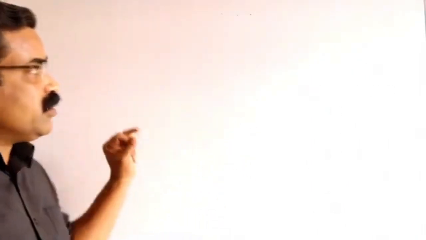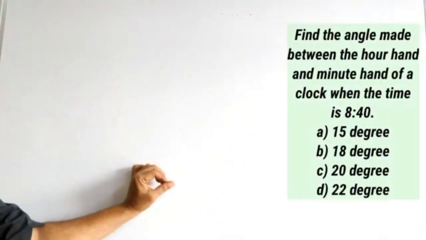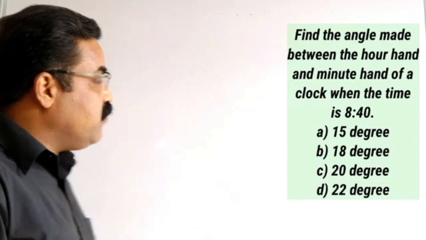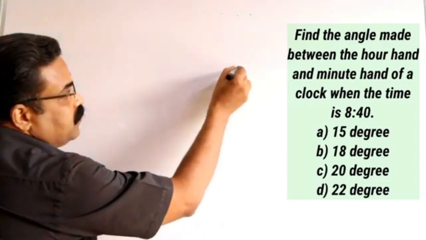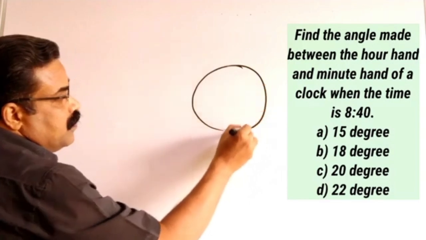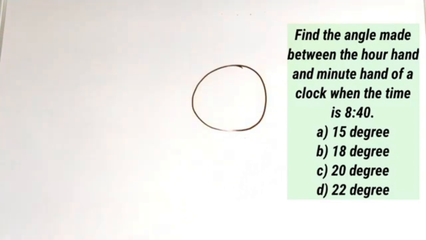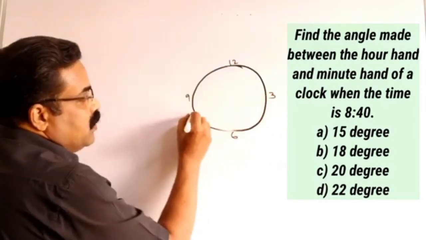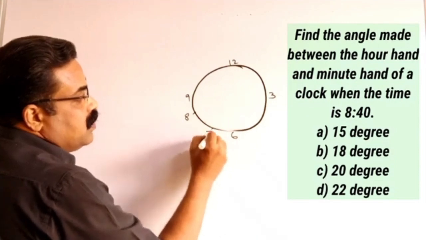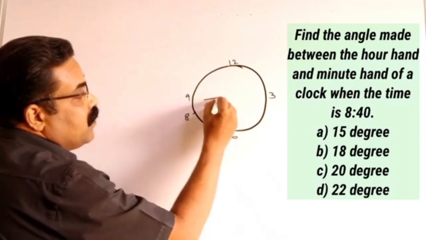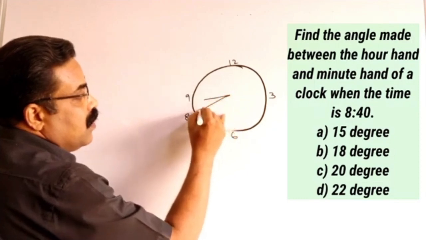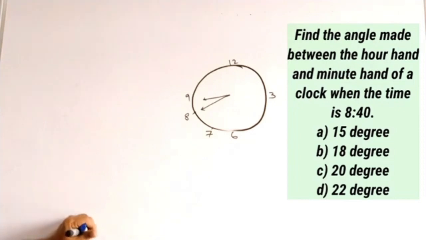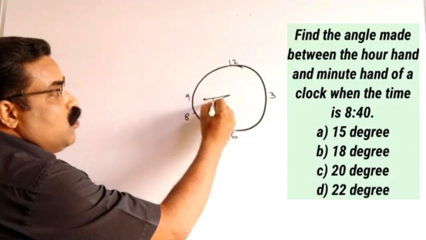So here is your question. Find the angle made by the hour hand and minute hand at time 8:40. So here the time is 8:40. So let us draw that. Suppose this is your clock and here it is 8, and the time will be like this, 8:40. So this is the time 8:40 and this angle is what you need to find out.